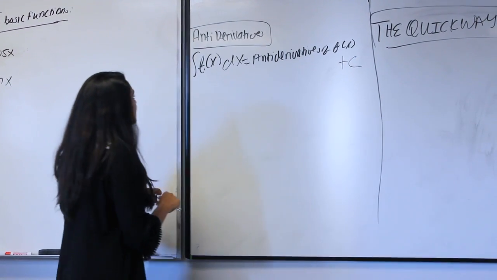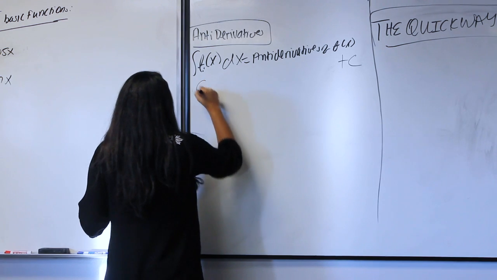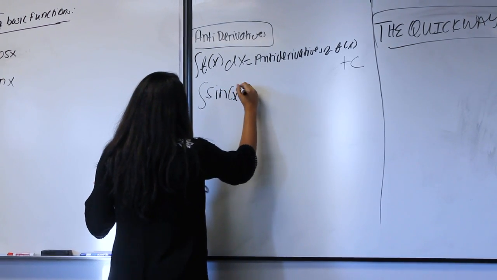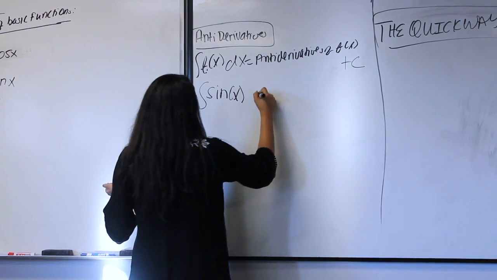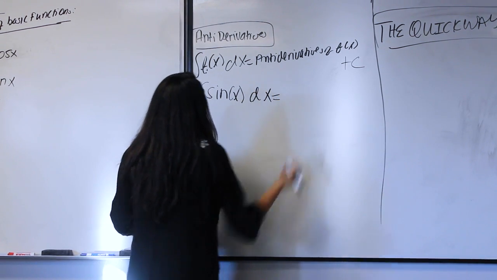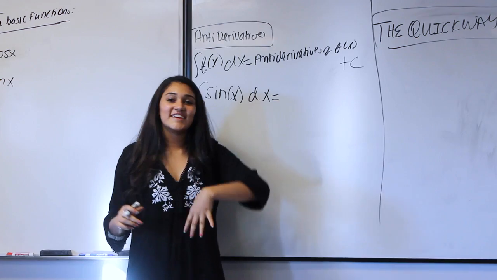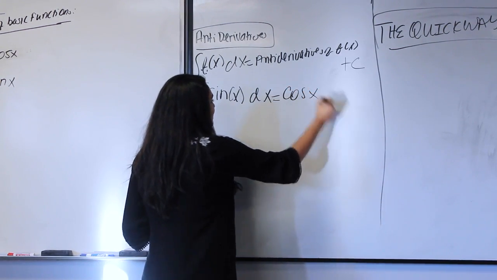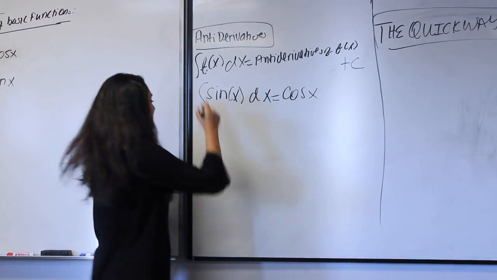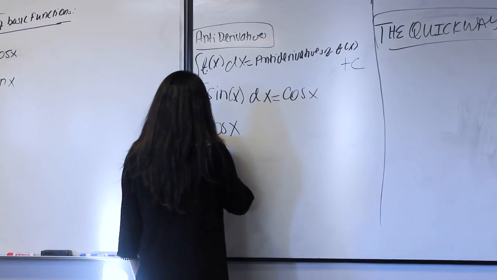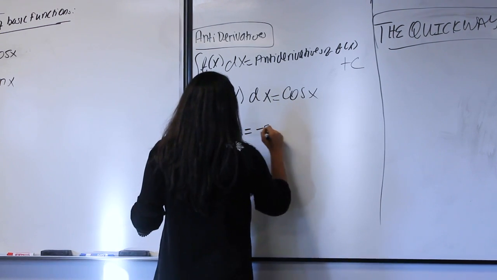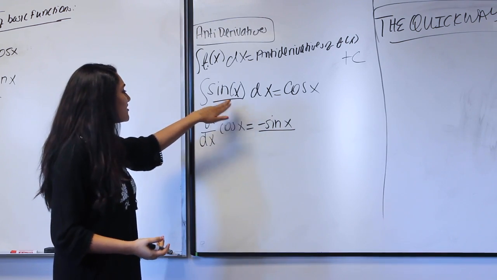So let's take an example. This is going to be super easy. What is the antiderivative of sine of x? Maybe you guys are thinking, like me, it's going to be cos x. But there's always a way to check yourself, because you can take the derivative of cos x. You're going to get negative sine of x, which does not match your first problem.